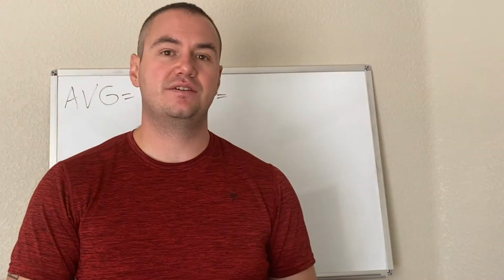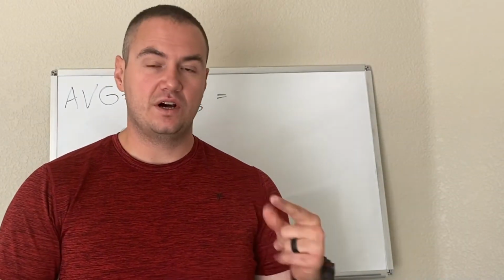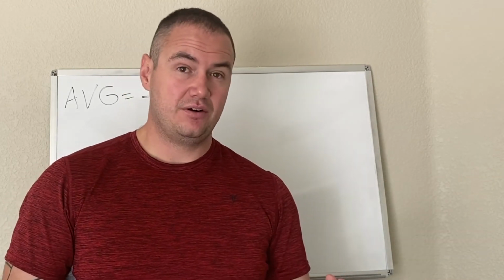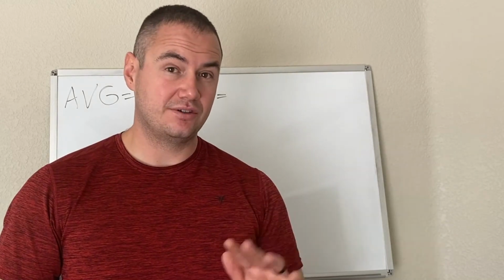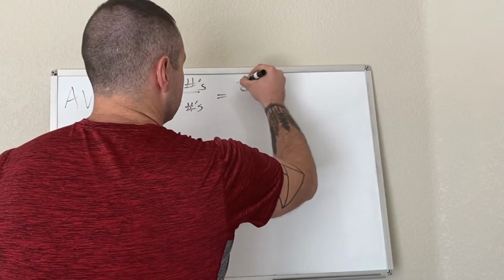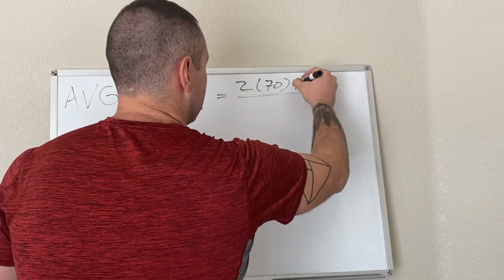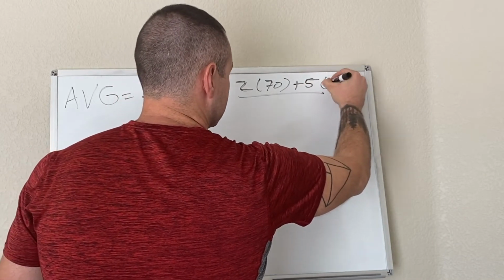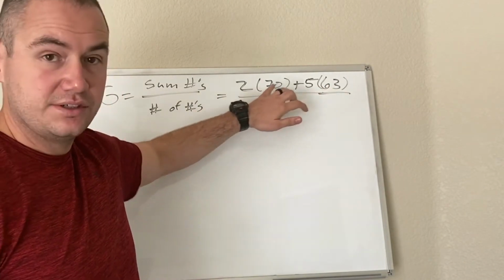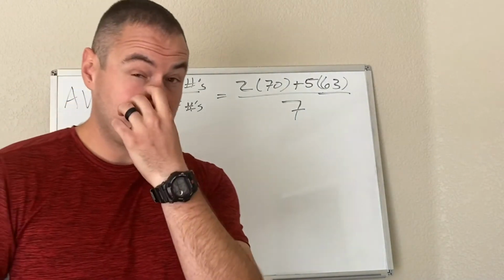So in this case, the differentiator is going to be time. Each hour represents 1 hour of time traveled. For 2 of those hours, she was going 70 miles per hour, and for 5 of those hours, she was going 63 miles per hour. So you would write it like this: 2 times 70 plus 5 times 63. 5 hours at 63 miles per hour, 2 hours at 70 miles per hour. And how many hours total? 7. So now we just gotta go through and do the algebra.